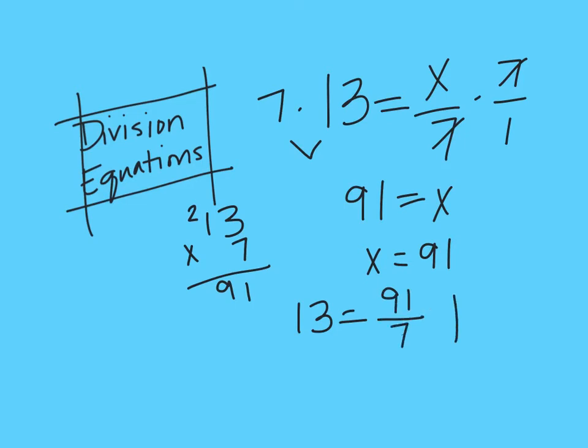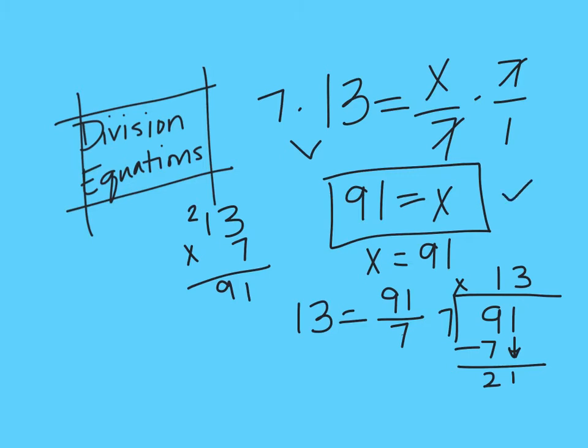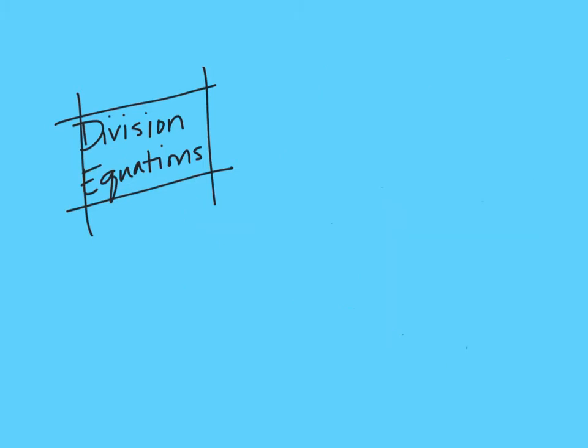So let's try this out. 91 divided by 7. 7 goes into 9 one time. 9 minus 7 is 2. Bring down the 1, 21. 21 divided by 7 goes in 3 times. So 13 is correct, and 91 equals x.